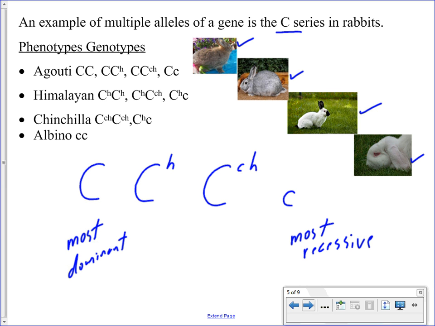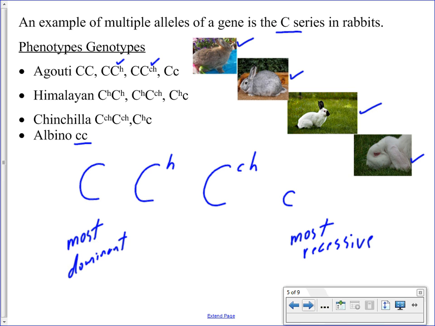So how do we know that the lowercase c is the most recessive and is going to produce the albino? Well, the only way that you can get the albino color is if there are two lowercase c's. That is the only possibility. What about the capital C's? Well, it doesn't matter what you put the capital C with. If you put it with a capital C superscripted H or the superscripted CH, it still generates the agouti coloration.